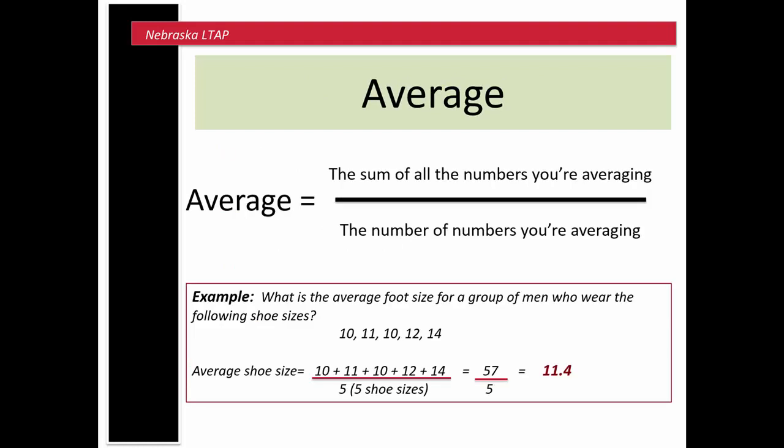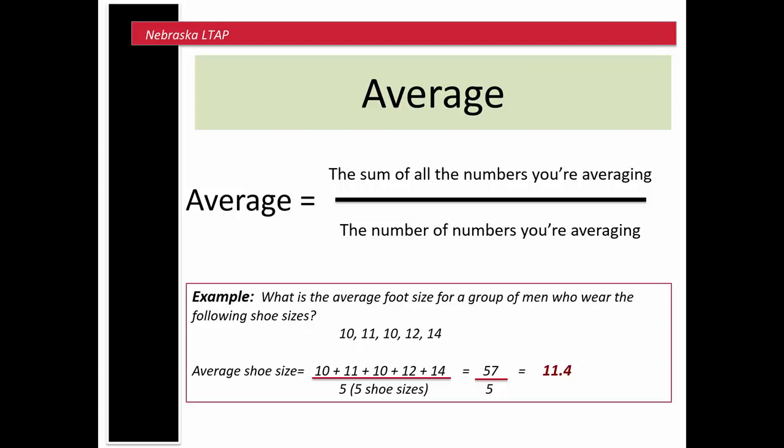So let's start with average, something probably most of us do work with, if not every day, then quite often. Average is the sum of all the numbers that you're averaging. And when we say sum, that means adding them up. That's on the numerator. The denominator is the number of numbers that you're averaging. Okay? So for example, below that we have: what is the average foot size for a group of men who wear the following shoe sizes? So we have, looks like 5 men there, all wearing basically different size shoes.